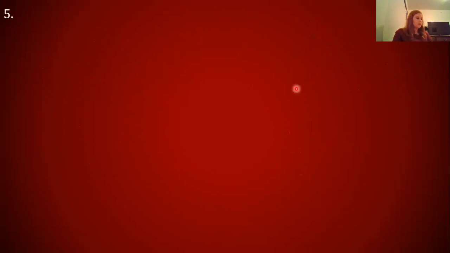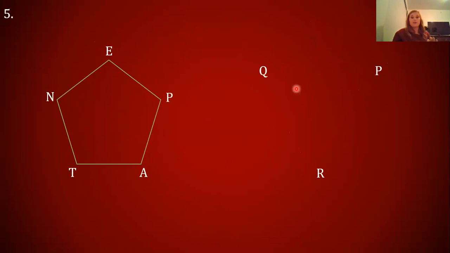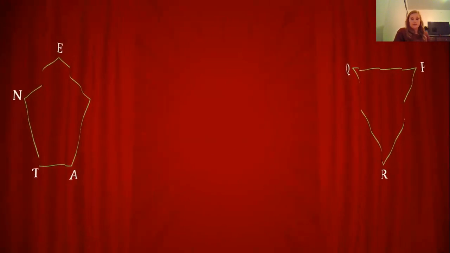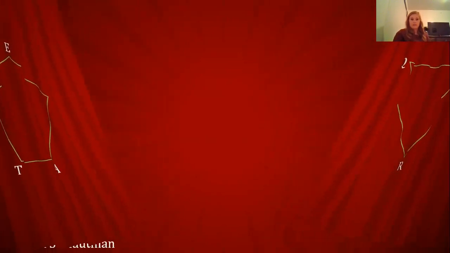All right, let's take a look at number 5. We are asked to construct a regular pentagon labeled PENTA, P-E-N-T-A, and then to construct an equilateral triangle labeled PQR. So here are both of these figures. On the left, we've got the pentagon, labeled PENTA, and we have our equilateral triangle PQR. And then we're asked to inscribe them. So here's what that is going to look like once they are inscribed.